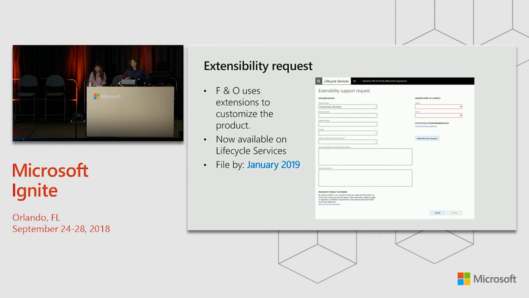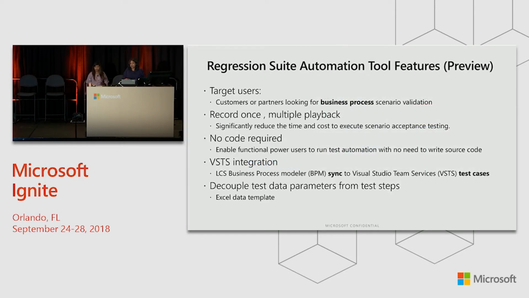The next feature that I have here is around test automation itself. Like I mentioned earlier, we do have the regression suite automation tool that's available. It targets business customers or partners, but it's all through business process scenario validation. If you're familiar with task recordings, it's like playing back a task recording. You record it once and you can play it back multiple times. There is no code required to enable this functionality. It's all just through clicks and recordings itself.